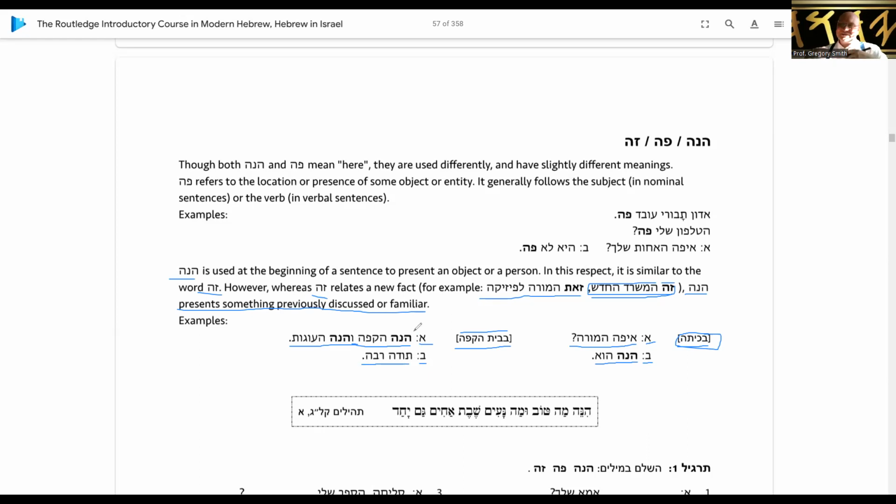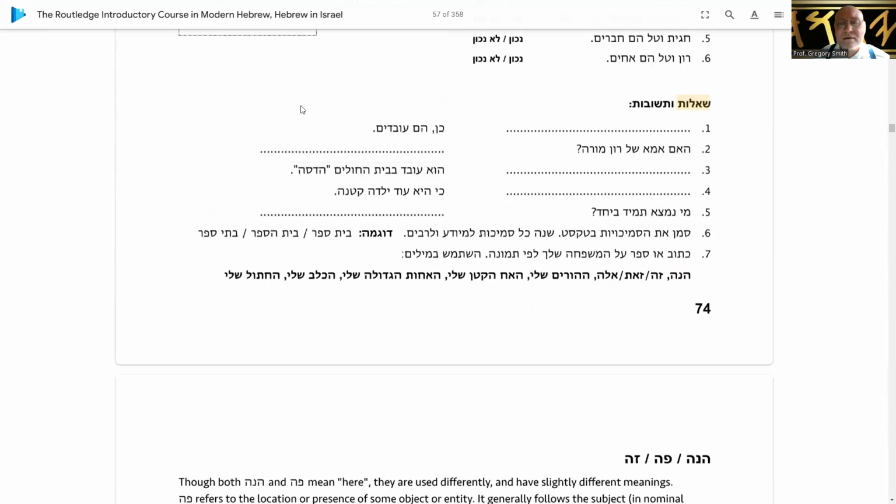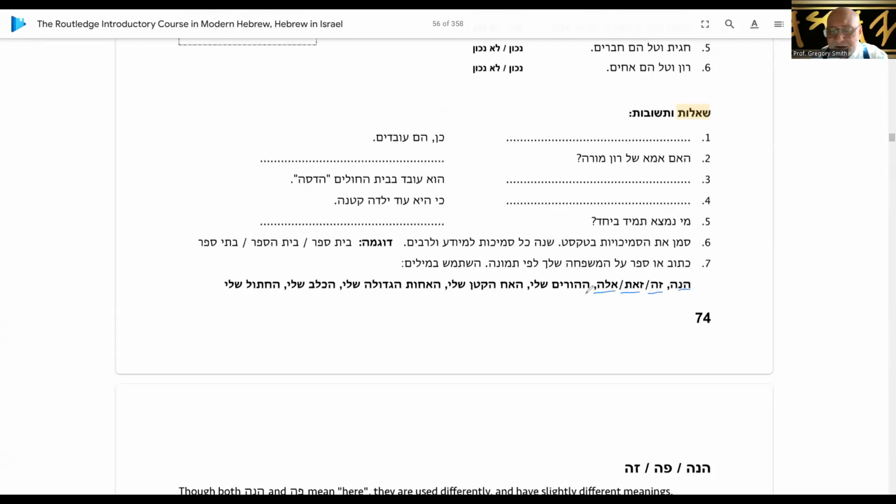Look at that. So it's almost like a statement of fact. Here is the coffee and here are the cakes. And then the answer, look at the teshuvot here. Toda Rabba. Thank you very much. Interesting. This is very interesting here. Still lends a little bit of confusion, I think, to this right here. So here is this Zot Ela. These are Hahorim Shali. These are my family. Okay, yeah, Hine. That's got to be Hine.